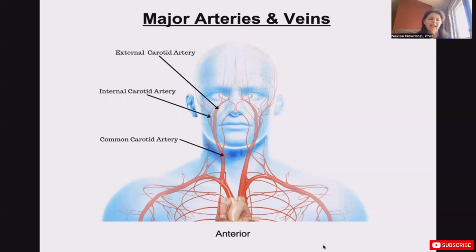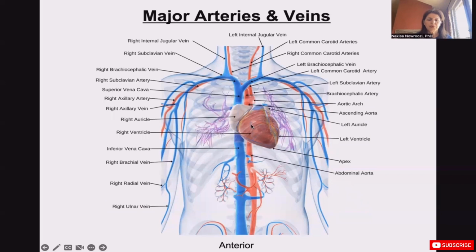Here, we're looking at the common carotid artery further branching into external carotid artery and internal carotid artery. Internal carotid artery goes to the brain, external comes to the face. You have it on the right side, you have it on the left side. Usually when you have common of some sort of artery or vein, it will divide into internal and external. We're going to continue with the major arteries and veins.